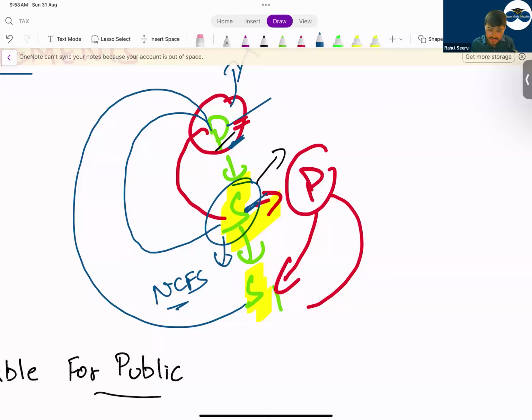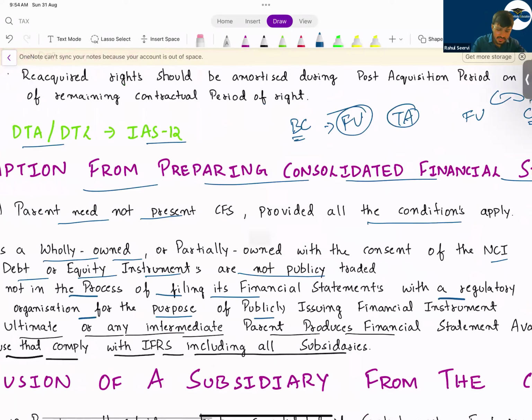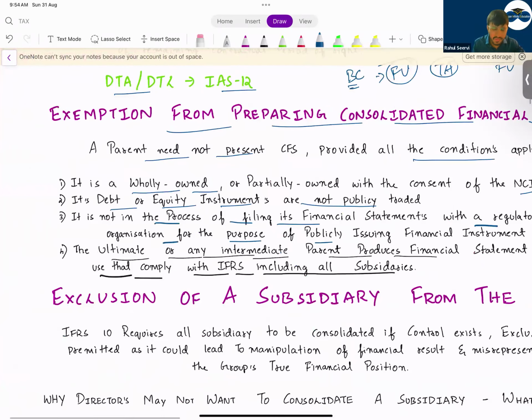So this parent company is doing what? The parent company is preparing the balance sheet and P&L, that is the consolidated financial statements, keeping in mind both the companies and as per IAS and IFRS. It should not be as per other accounting standards. It should be as per IAS and IFRS. So I hope everyone has understood this small part which comes for theory, 3 to 4 marks. I say if you're lucky, you can get this.